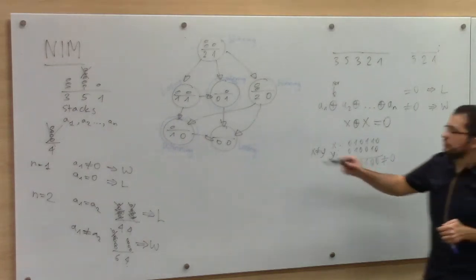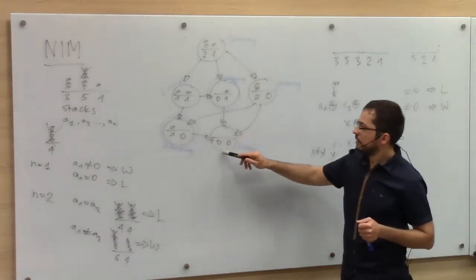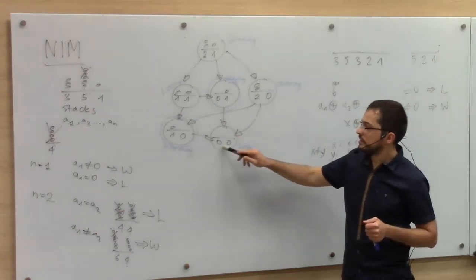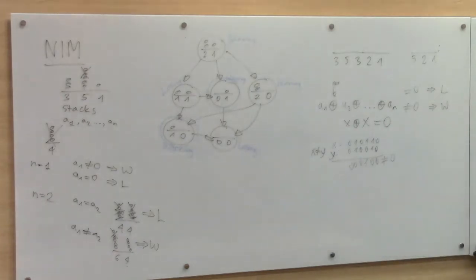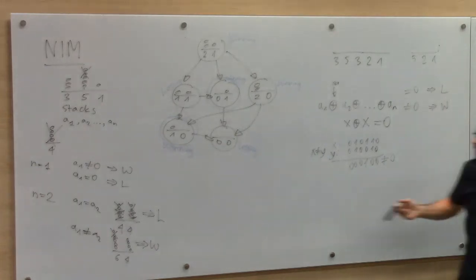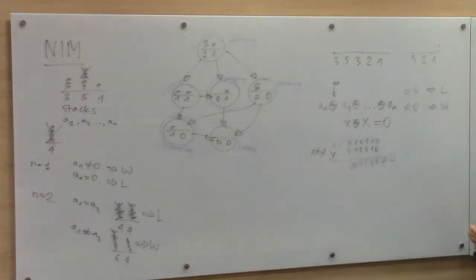So when we don't have any move, we know that all of the stacks must be empty. So the XOR of all of these stacks is equal to 0, because we only take the XOR of numbers which are 0. So this is 0. This is the losing position, and of course the ending position is the losing position.